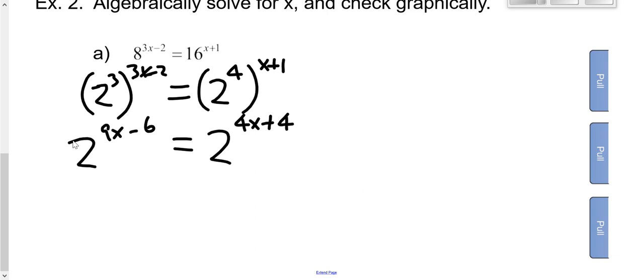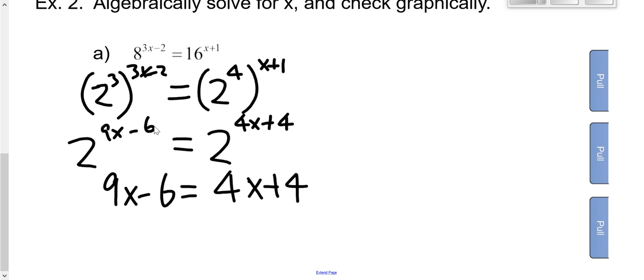And now, as you can see, they have the same base. If this raised to the power of that equals this raised to the power of that, because they have the same base, that means the exponent here, whatever that is, must be equal to the exponent here. This is what I mean by dropping the bases. So that means 9x minus 6 must be equal to 4x plus 4. This expression is the same as this expression.